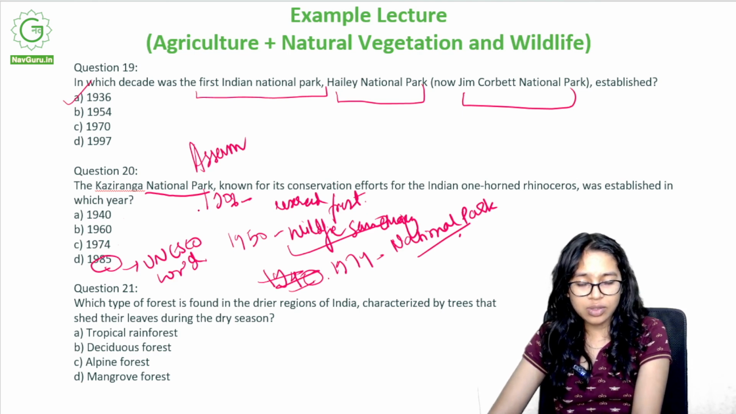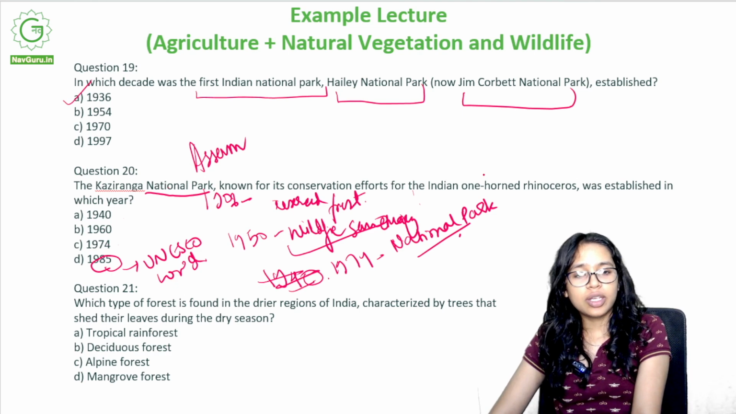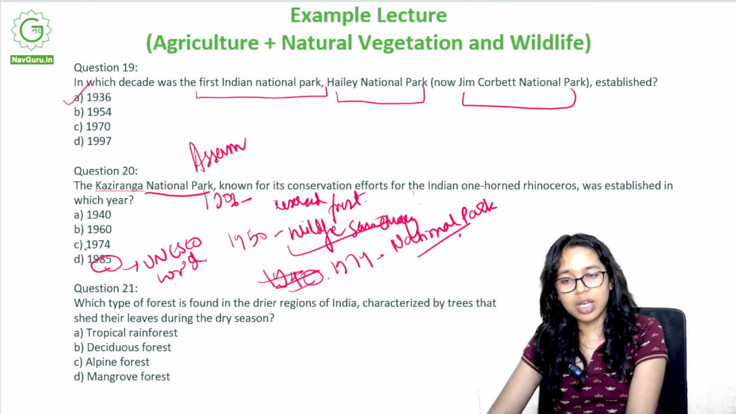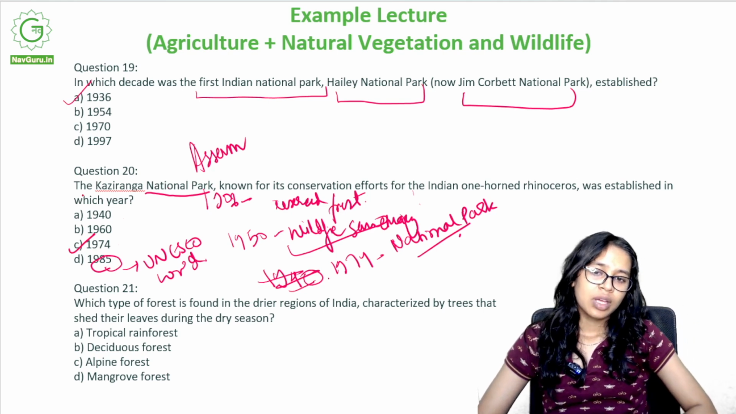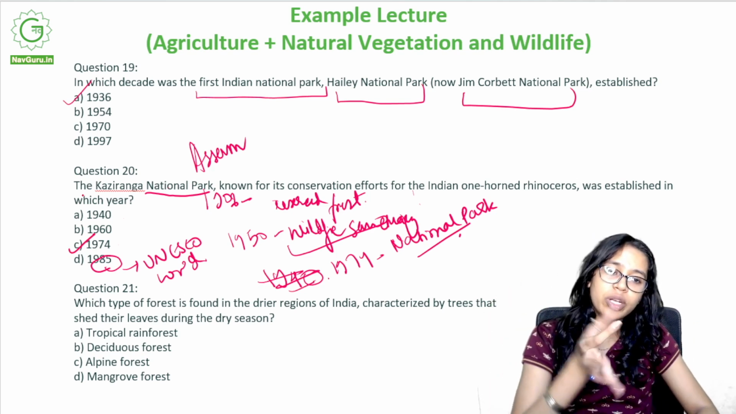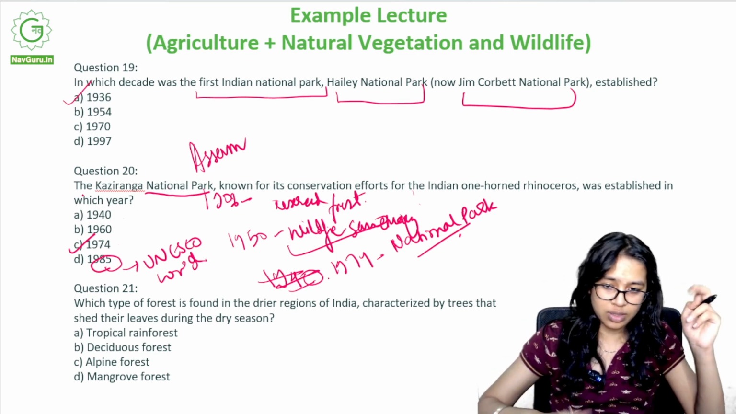But if these options are also given there, the national park, known for its conservation efforts for Indian one-horned rhinoceros, was established in which year? I think you shall go for 1974, because it as a national park was only established then, even though it was established in 1984 as a reserved forest.